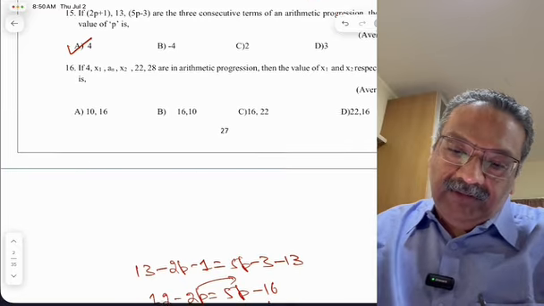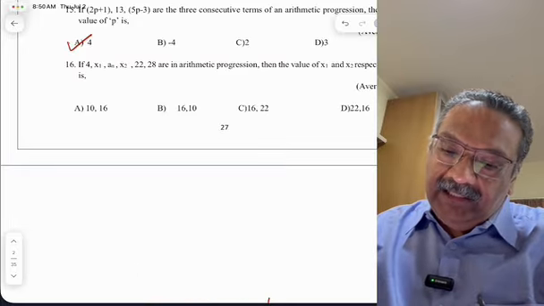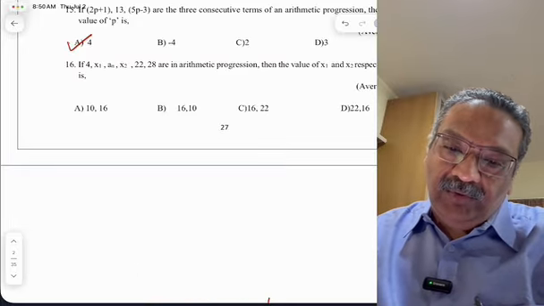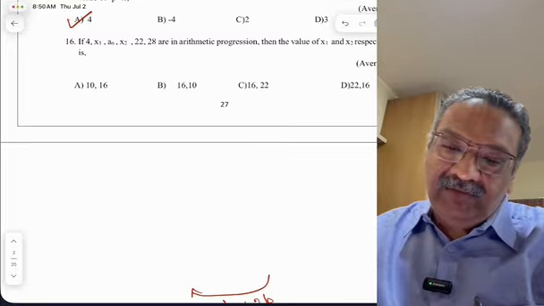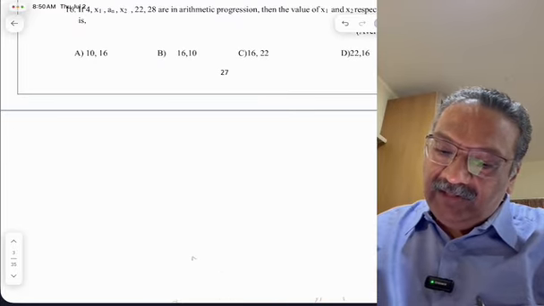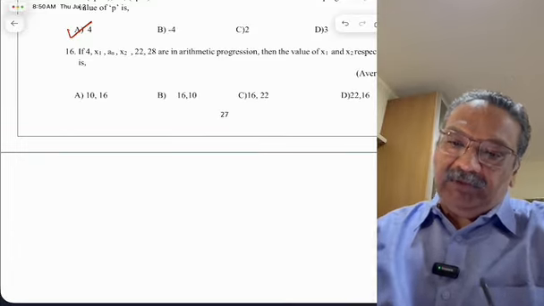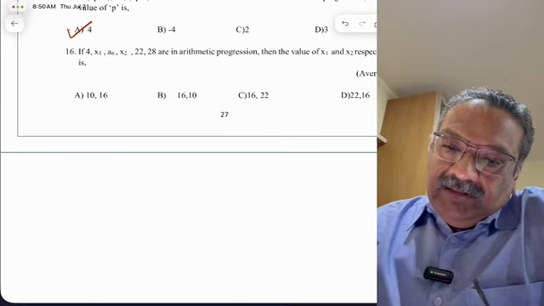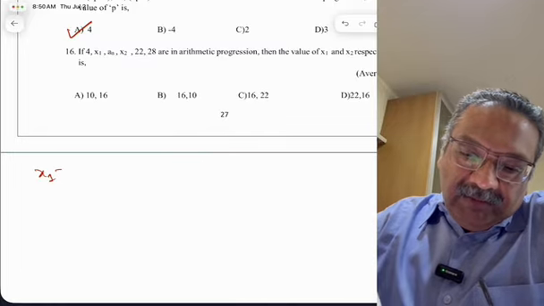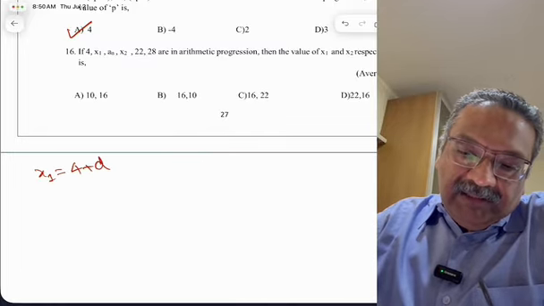16th question. Similar one. If 4, x1, x2, 22, 28 are in AP, then the value of x1 and x2. They have asked for both values. See, what do we know? See, what is x1? x1 is nothing but 4 plus d.